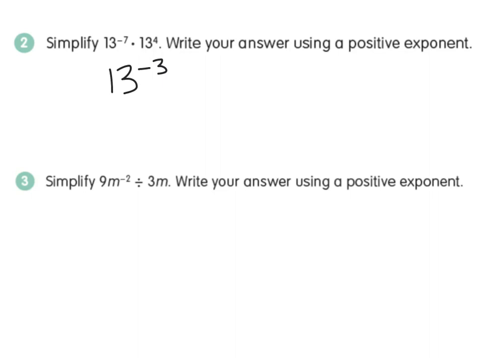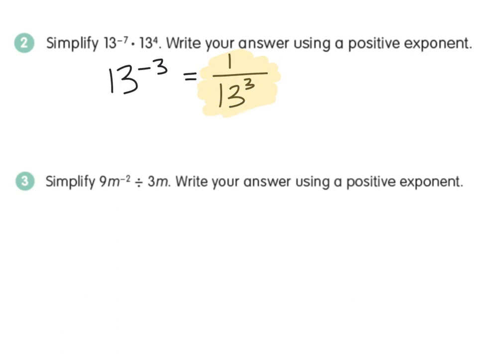And they say to write our answer using a positive exponent. So instead of writing my final answer like this, I'm going to write my final answer like this using a positive exponent here, because anytime you have something to the power of a negative number, you can rewrite that as 1 over, and then write the same thing, but instead use a positive exponent. So this is going to be our final answer.